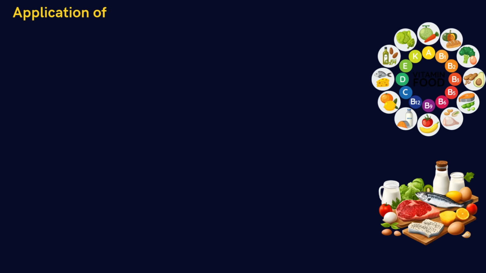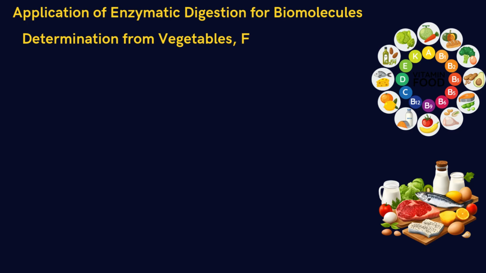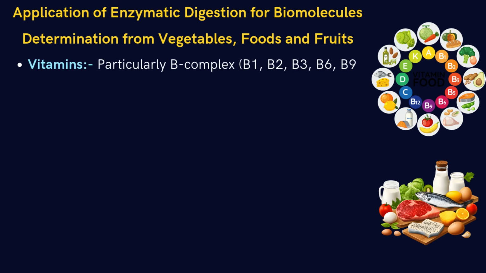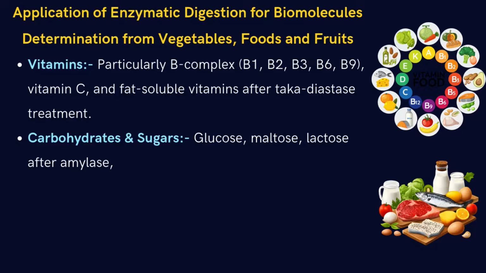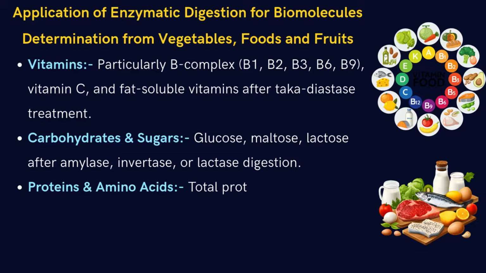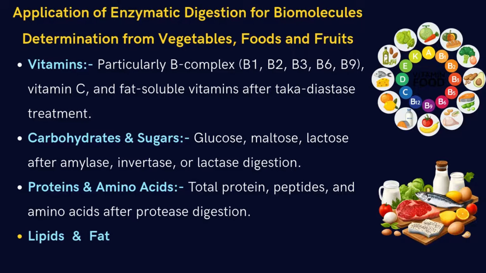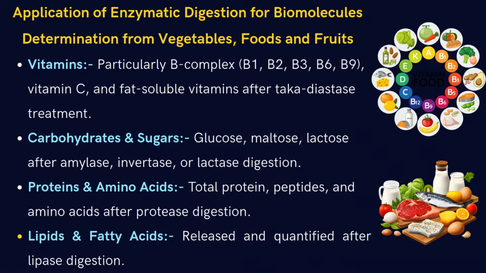Here we will understand the application of enzymatic digestion for biomolecules determination. First one is vitamins determination, particularly B complex, B1, B3, vitamin C, and fat-soluble vitamins after TCA diastase treatment. Next, carbohydrates or sugars, glucose, maltose, lactose after amylase, invertase, or lactase digestion. Further, proteins or amino acids, total protein, peptides, and amino acids after protease digestion. In addition, lipids or fatty acids, released and quantified after lipase digestion.